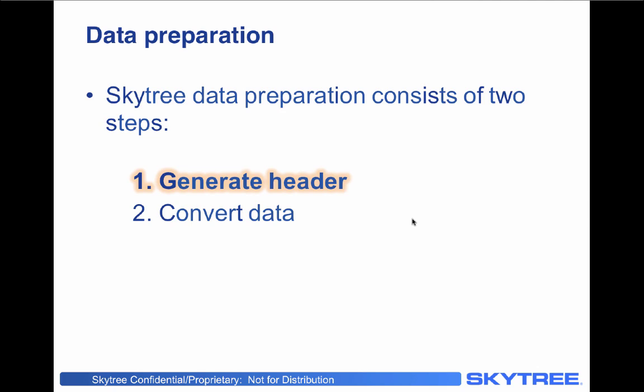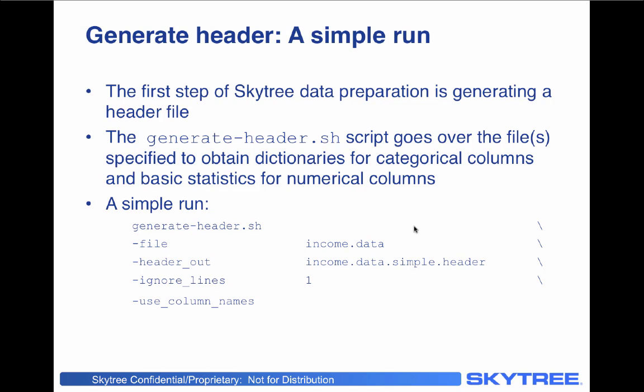The first step that we're going to take is to generate the header file. Generating a header with Skytree is done by using the generateHeader.sh script. This is a script that comes with Skytree server, and it goes over the files that you specify and obtains dictionaries for categorical columns, meaning it extracts the unique values that occur in each categorical column, and it also extracts basic statistics for the numerical columns.